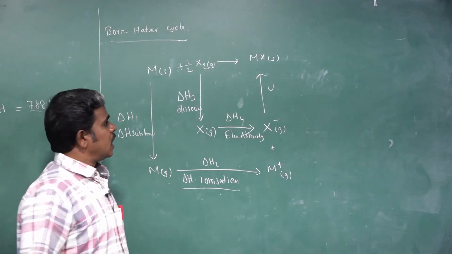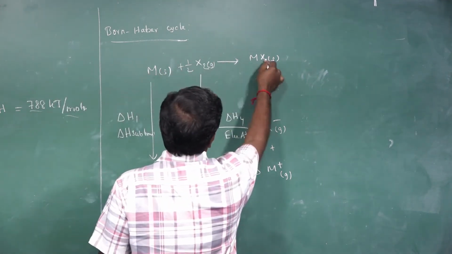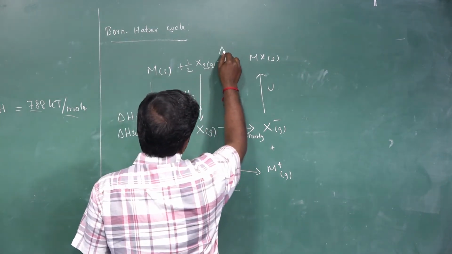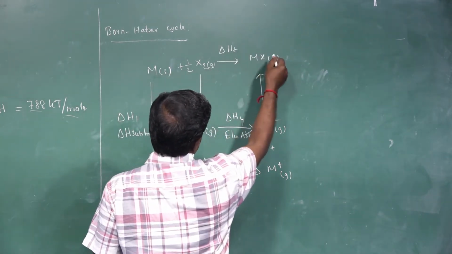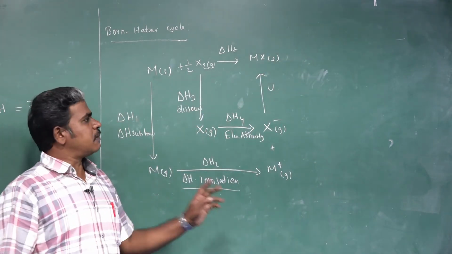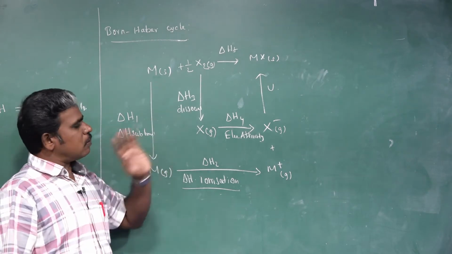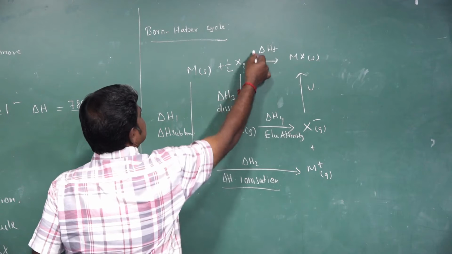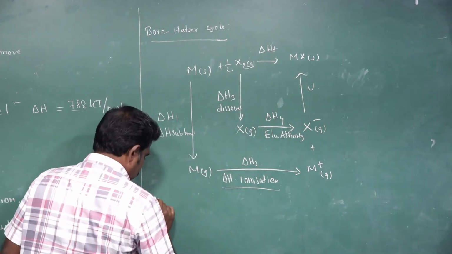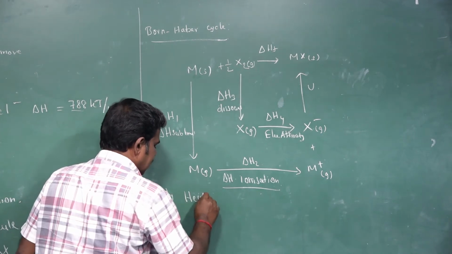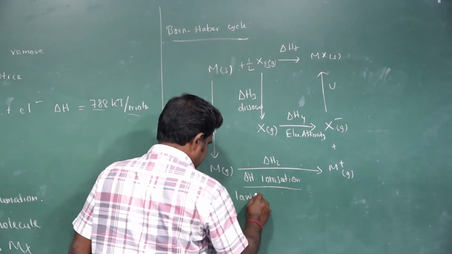Now we are taking the direct one, M plus X, and it is delta H formation of MX solid. So it is the Born-Haber cycle. By applying Hess's law, we are taking this delta HF. So applying Hess's law, Hess's law of summation.